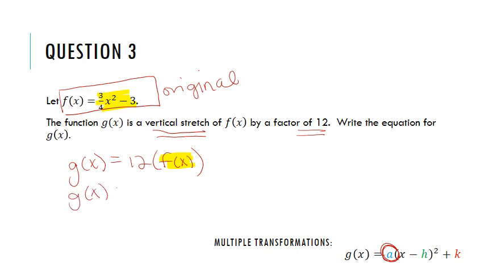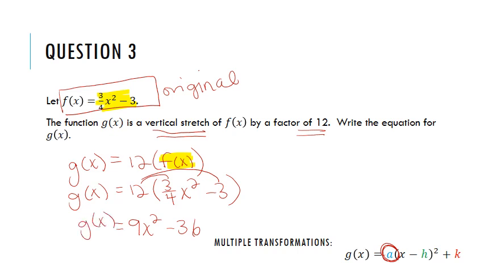So g of x equals 12 times (3/4 x squared minus 3). And then we just simplify. So I've got this 12 out front of a set of parentheses, so we know we need to distribute. So 12 times 3/4 is going to give us 9x squared. And then 12 times -3 is going to be -36. So my new function, after we've had a vertical stretch by a factor of 12, is going to be 9x squared minus 36.